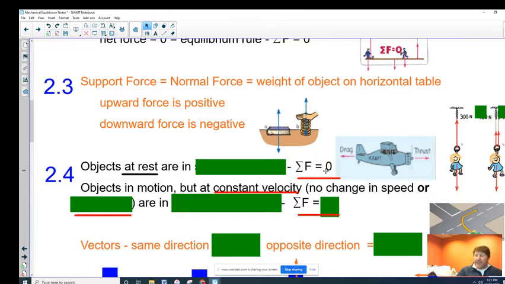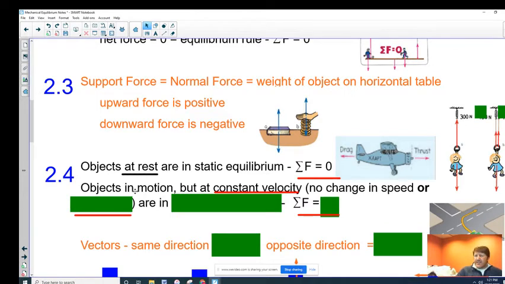If it is at rest, it's not moving. If it's not moving, it is in what's called static equilibrium. If it's in static equilibrium, the sum of the forces acting on it is 0. This book right here is in static equilibrium. The downward and upward forces are balanced. They equal 0, and therefore it is in static equilibrium.